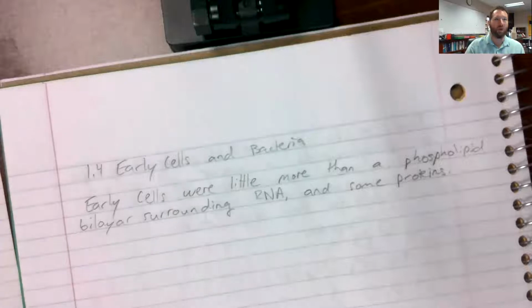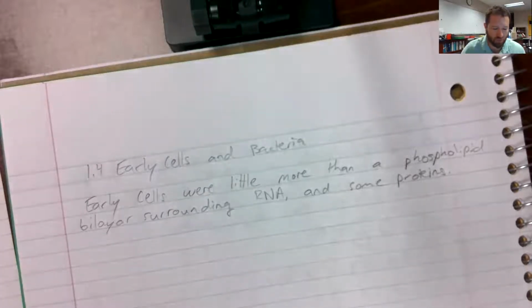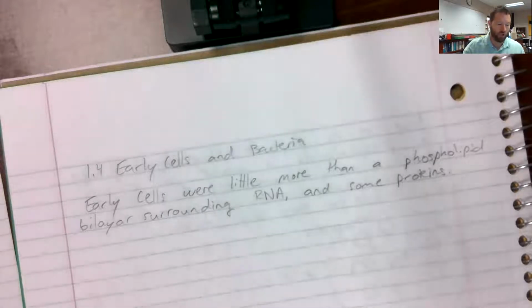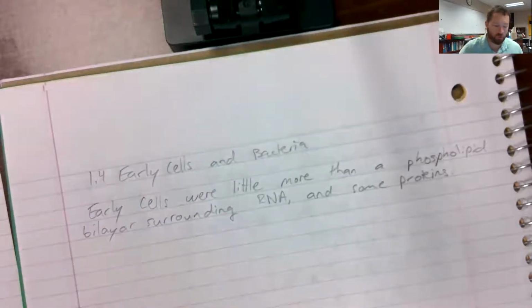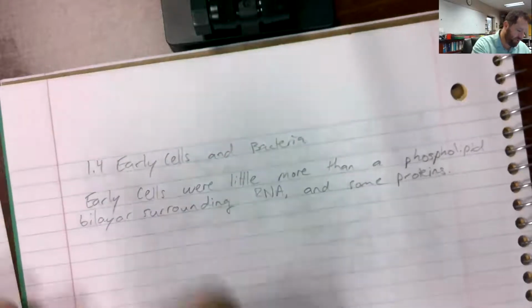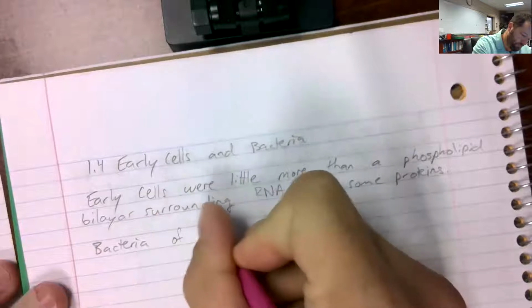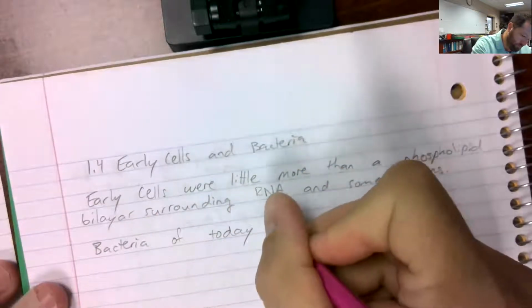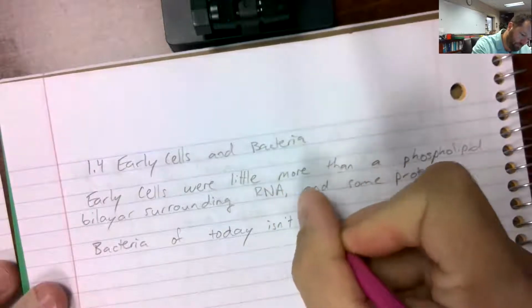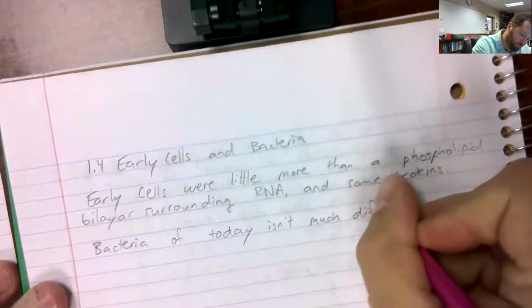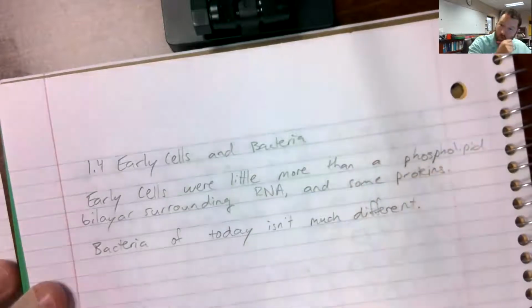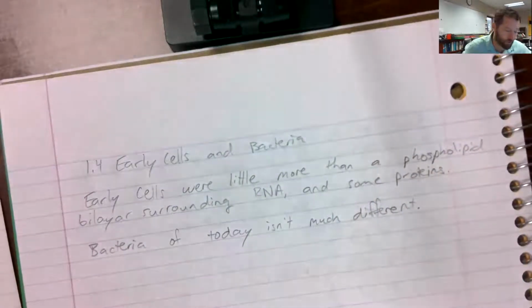That was about 3.8 billion years ago, so quite a while ago. And again, by today's standards, I'm not even sure we'd call them cells. We'd call them alive. They would have been very simple, but it was those very simple cells, again, all based on that phospholipid bilayer we've been talking about, that would have been the first cells on Earth. The bacteria of today isn't much different.